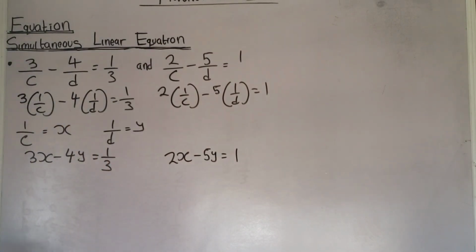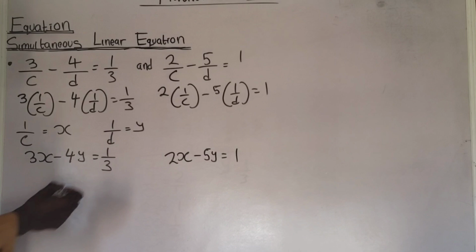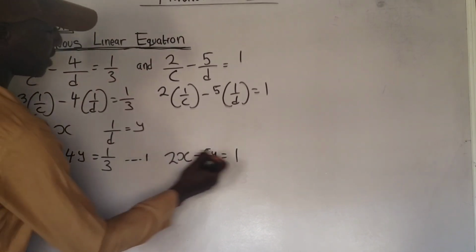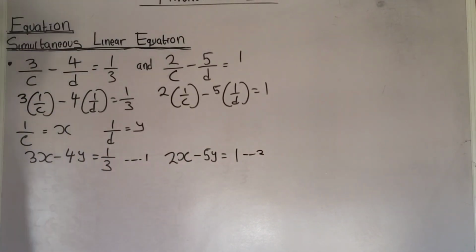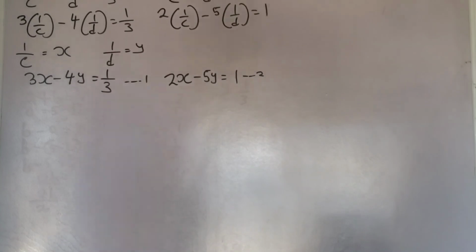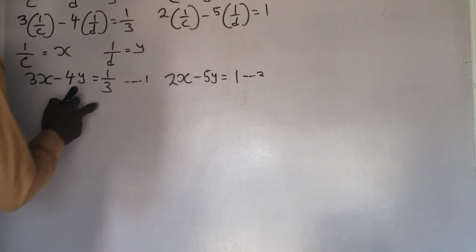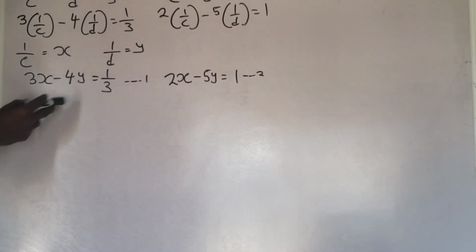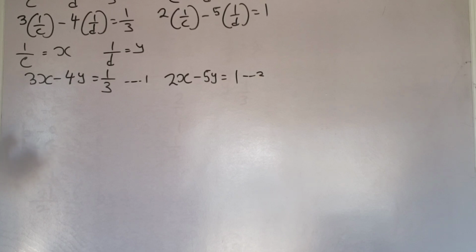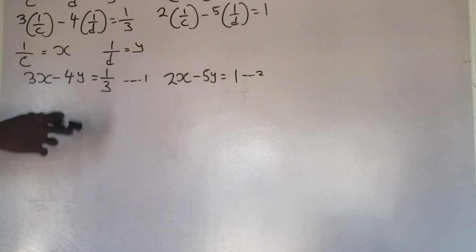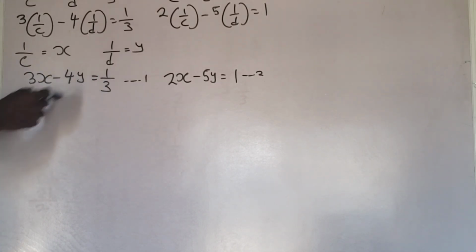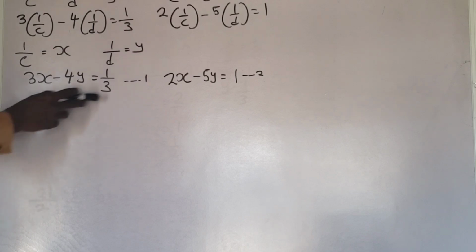Now we can solve both equations simultaneously. Let us call this equation 1 and this equation 2. Now, having gotten to this point, in order to clear this fraction, I'm going to multiply this equation by 3. I'm having a fraction on the right hand side of this equation, so in order to clear this fraction, I'm going to multiply this equation by 3.